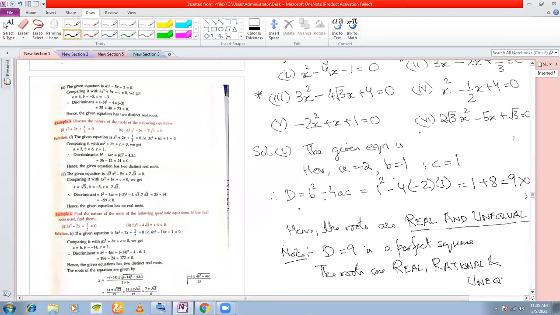Understood? So you can write real, rational, unequal, but this is not required for you. You simply write real and unequal, that will do for you. Okay. So this is just a small note that I made for you. In fact, in the later classes, you will see that these are rational roots. Let's say next equation we take up.